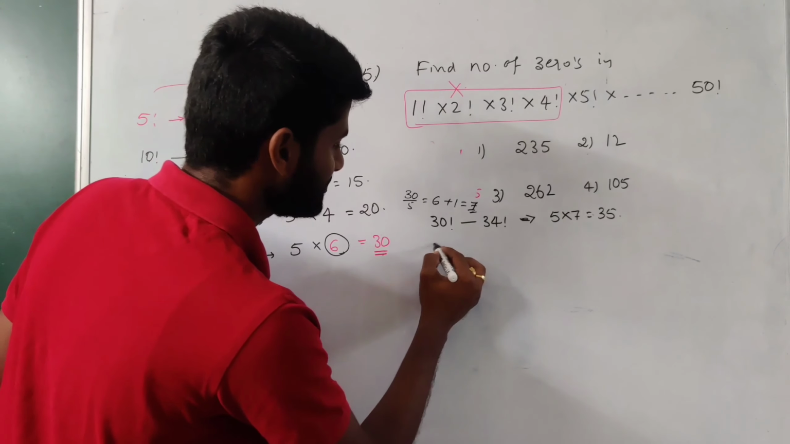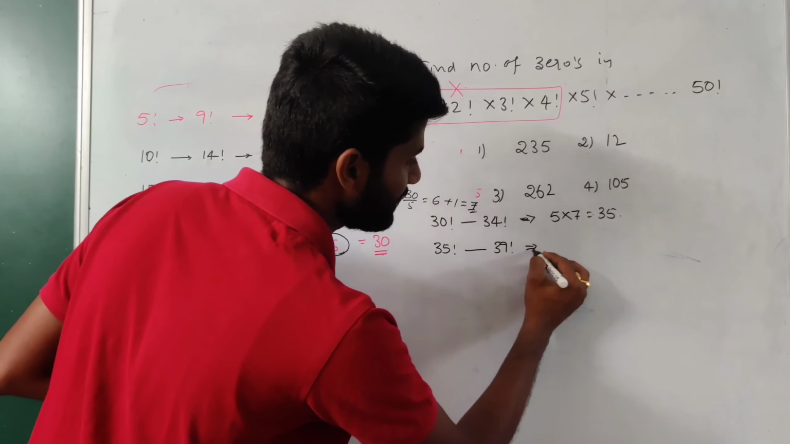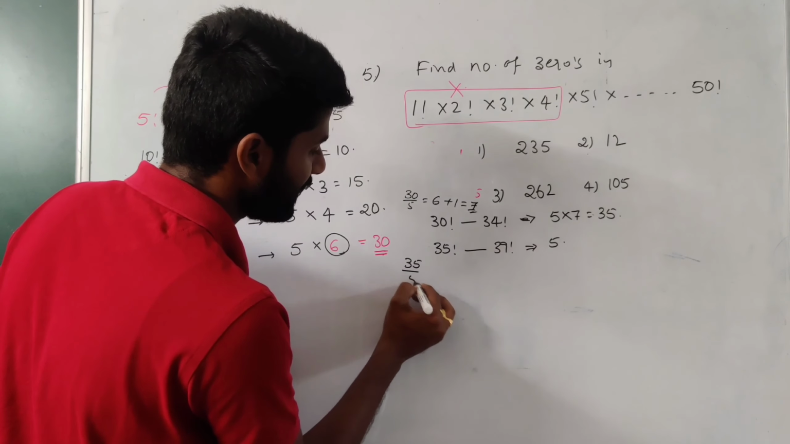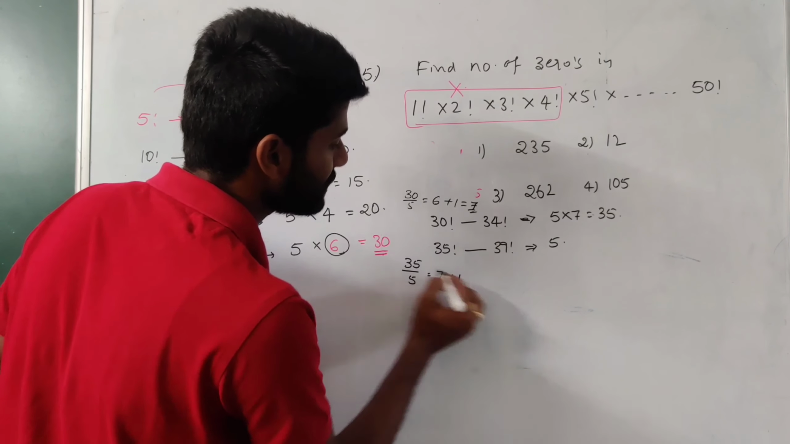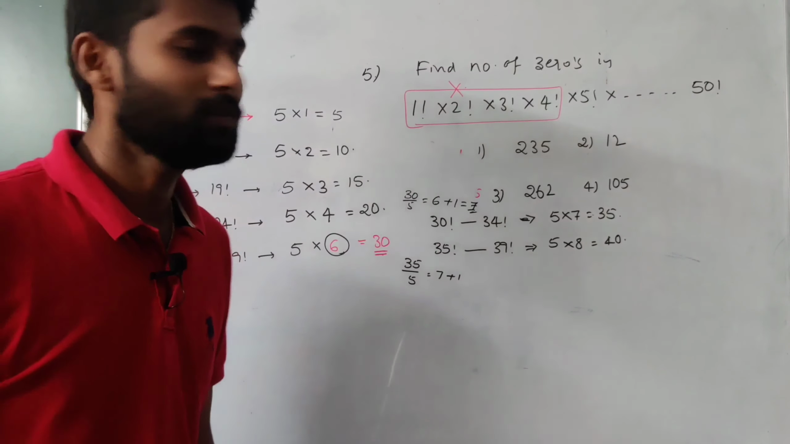And next one, 35 factorial to 39 factorial. In total we have 5 numbers. Again 35 divisible by 5 gives 7, and again 1. 7 plus 1 is 8. So 8 5's are 40. We get the number of zeros as 40.